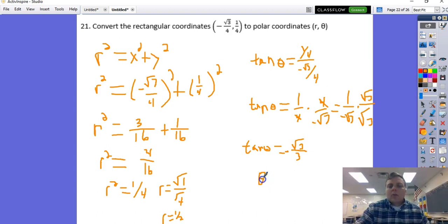The way you determine that is by going back to your original xy point. What quadrant did this fall in? Negative x, positive y. That's quadrant 2. Which of the two angles, 5 pi over 6 and 11 pi over 6, that we just saw that tangent theta equaled negative square root of 3 over 3, would make you fall in quadrant 2? 5 pi over 6. So we go with 5 pi over 6. So then, this rectangular point is equivalent to the polar point 1/2, comma, 5 pi over 6. Alright, next problem.